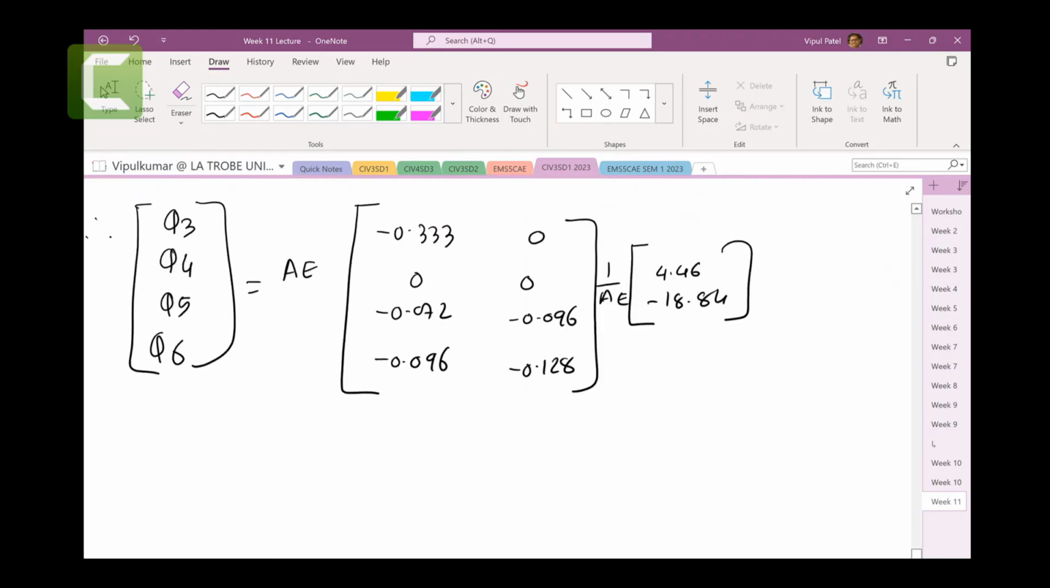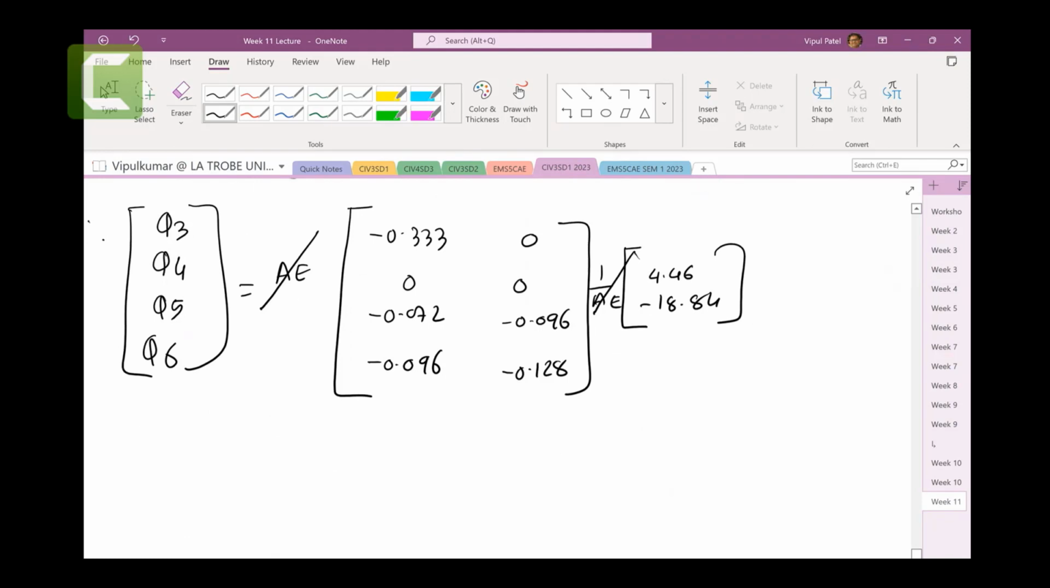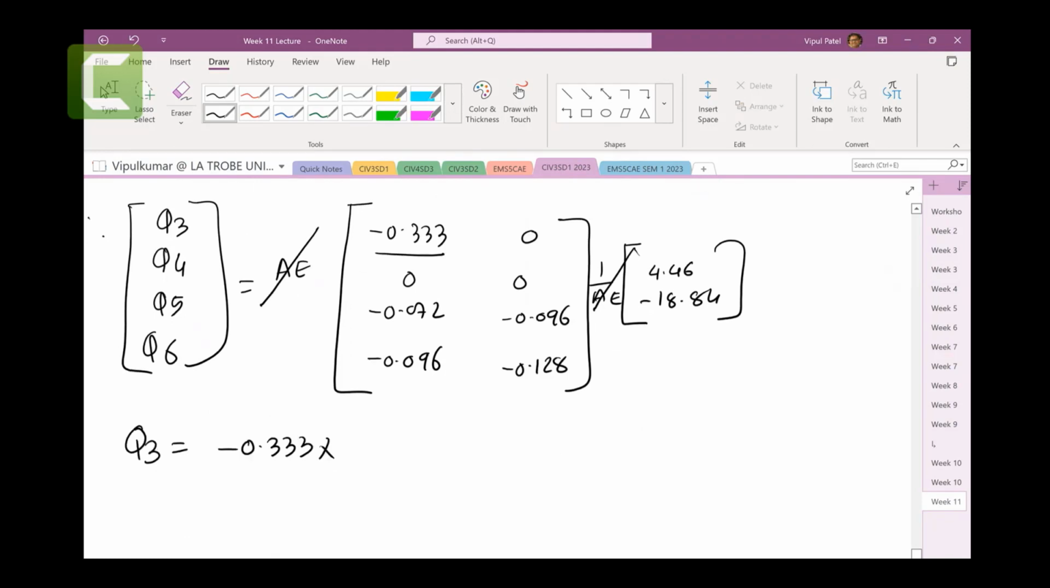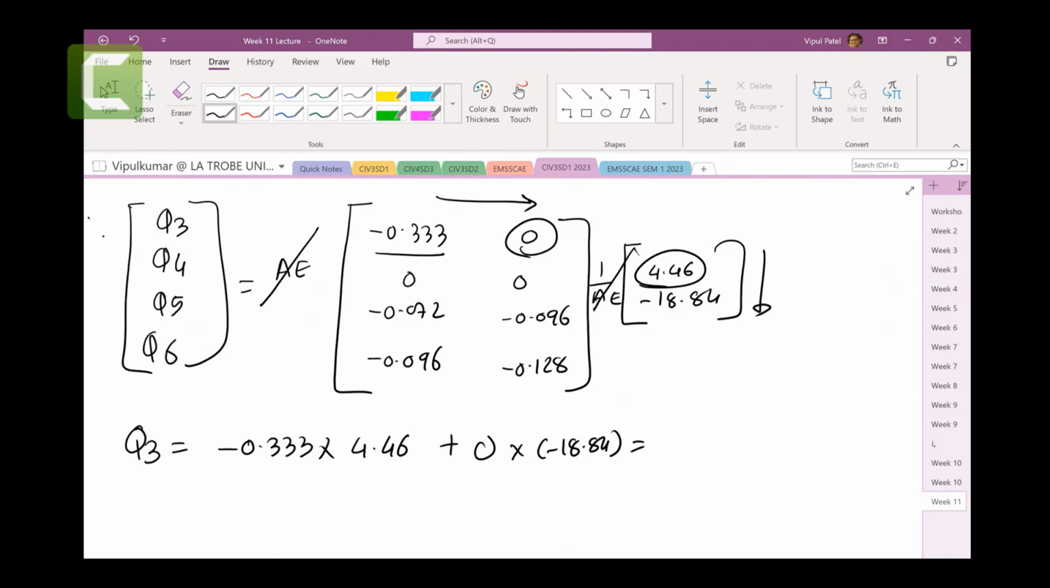Okay, so then here we can cancel this and this. So Q3 is equal to these numbers times these numbers plus 0. By the way, these ones times these ones times minus 18.84. So if I substitute that one, 3.33 times 4.46, you get 14.85, and that is minus. Q4, that is just 0.